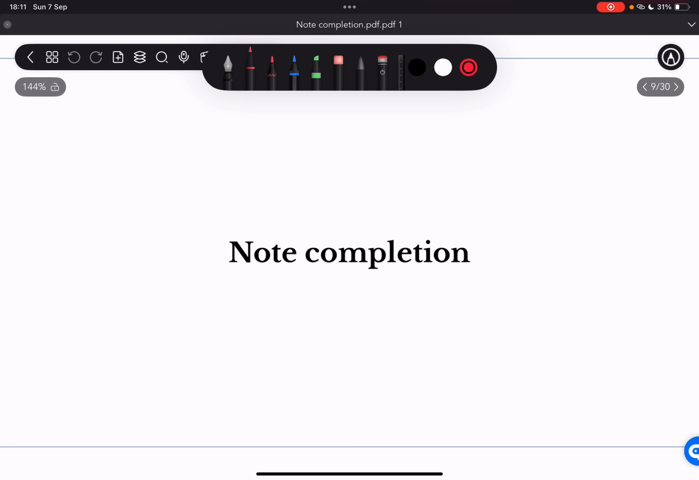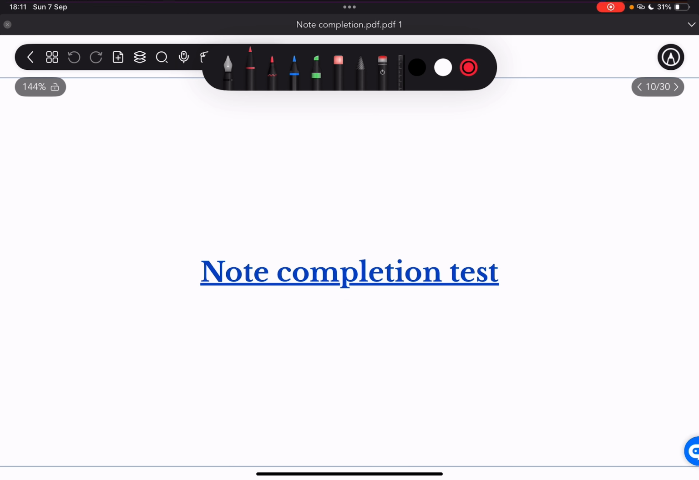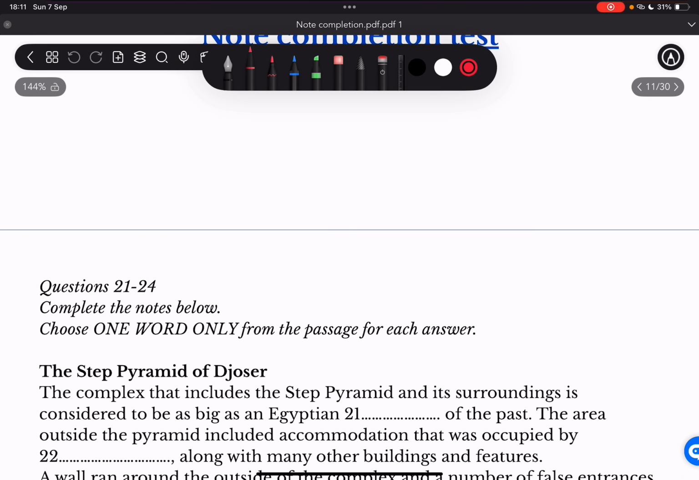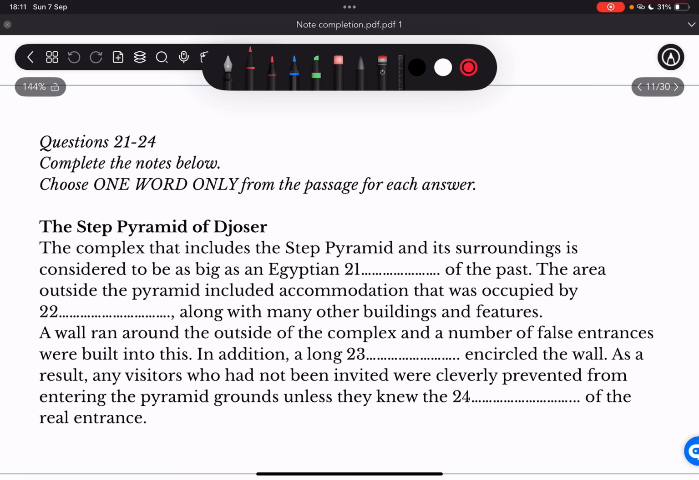And let's talk about note completion. Here's a test I made on a Google form, so if you want to do this test on your own, you can just go to the link under this video and do it by yourself. And here I'm just going to do this test in this video. So all the tests are taken from Cambridge IELTS books, so those are real tests.